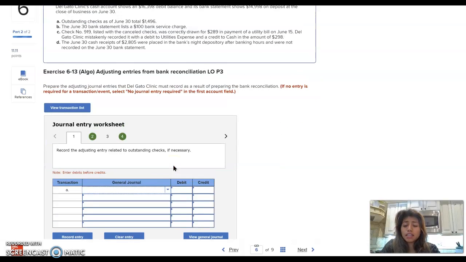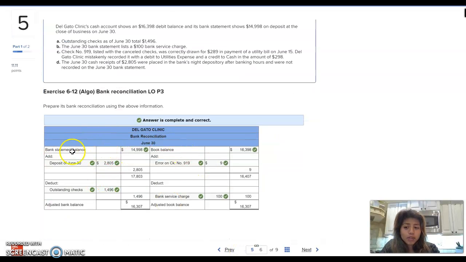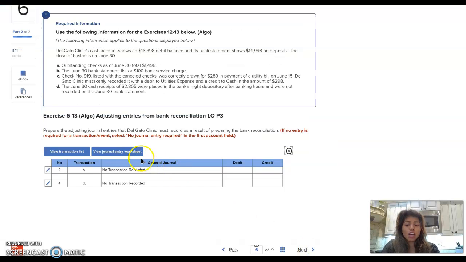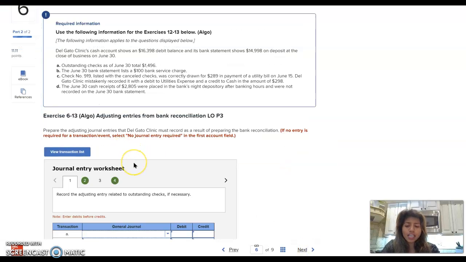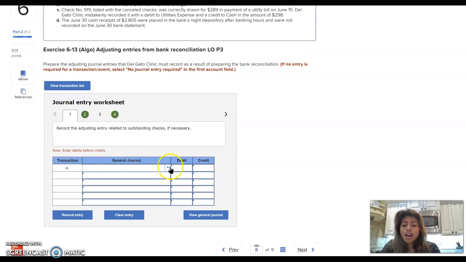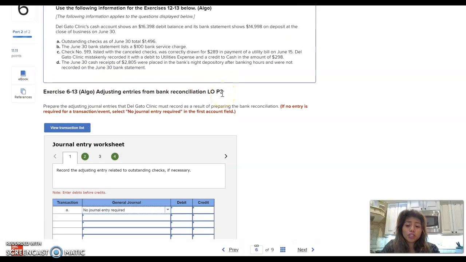So in number 1, let's go back to here. For the journal entries, we don't have to record anything for the bank statement balance, but we do have to record the book balance. So anything related to the bank statement balance will not really be recorded in a journal entry, as that's what I understood. Hopefully that's correct for everything. So right here, for number 1, there will be no journal entry required because it was in the bank statement.